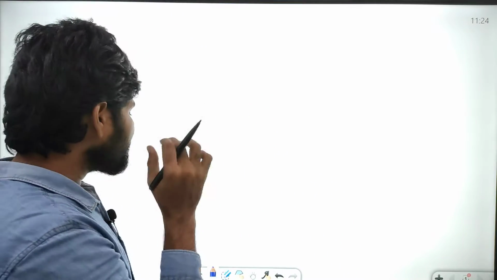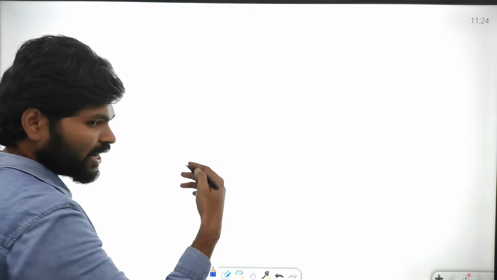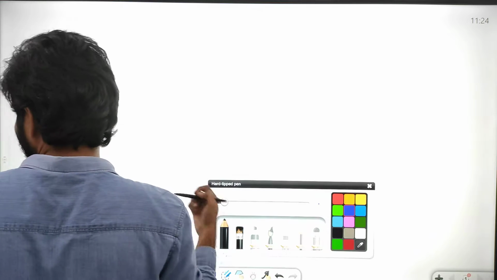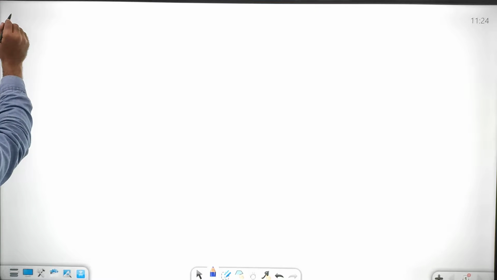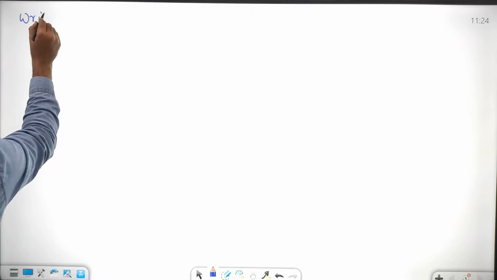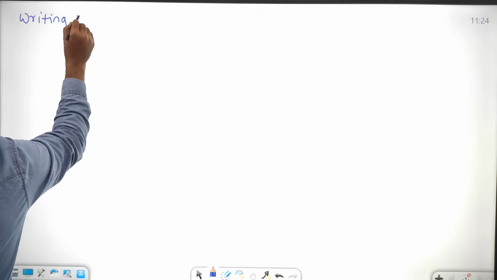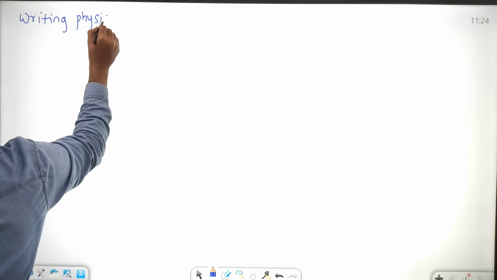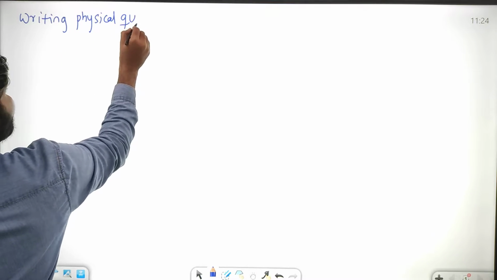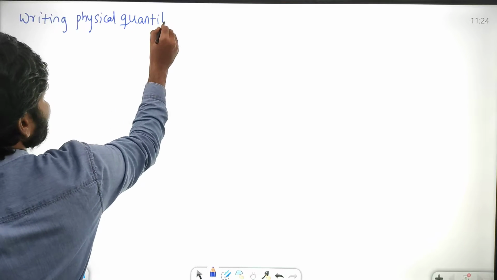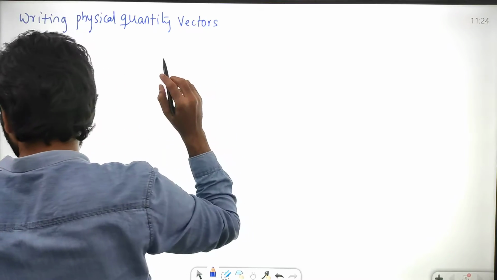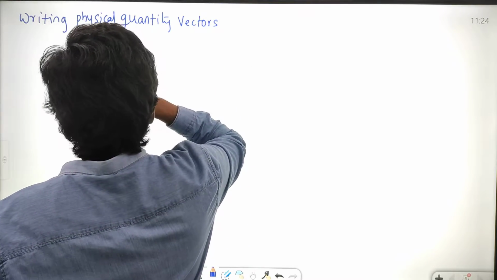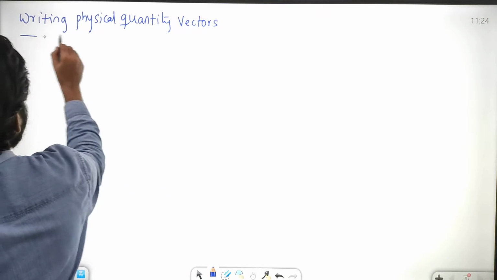See, in the previous class, I discussed how to write a two-dimensional vector and a three-dimensional vector. Okay. So now what is our task? Our task is writing physical quantity vectors.